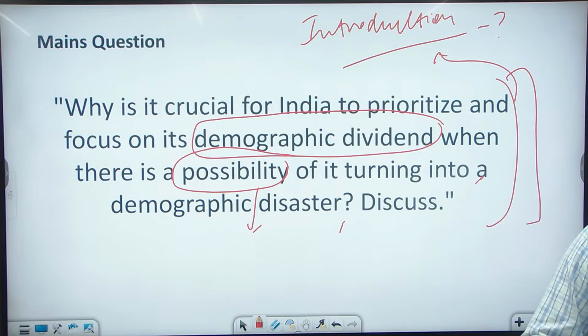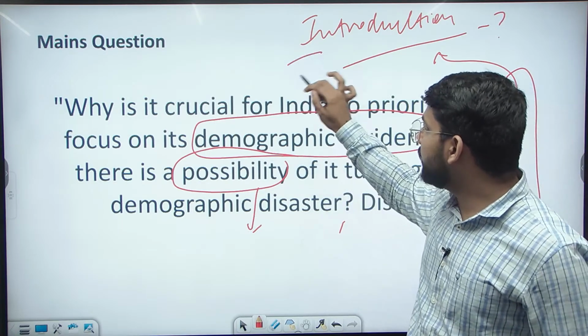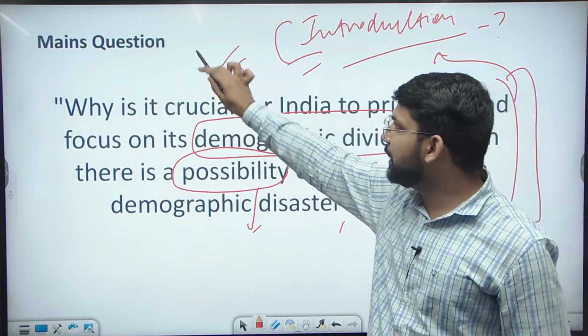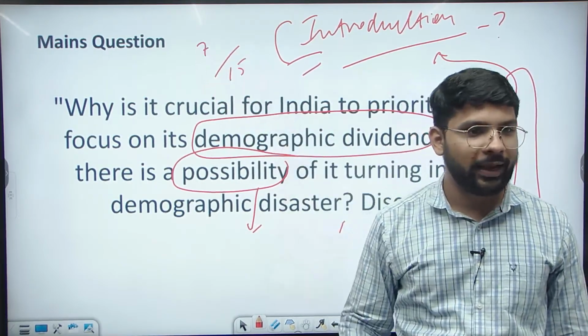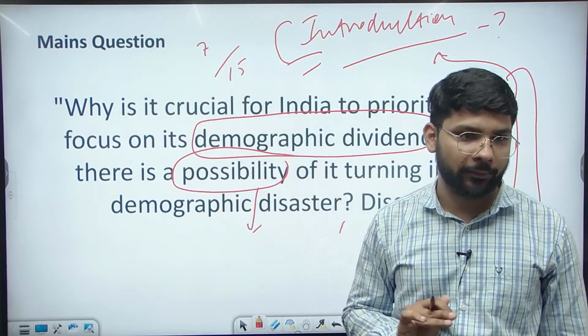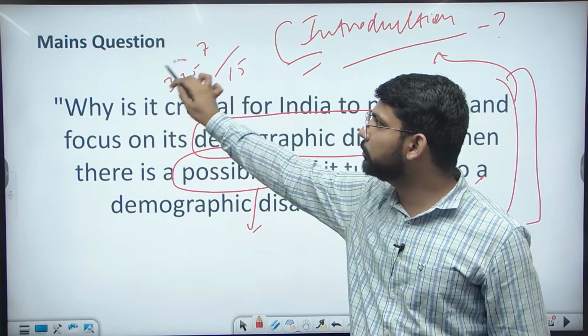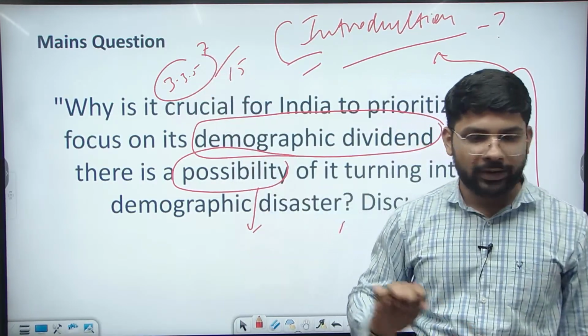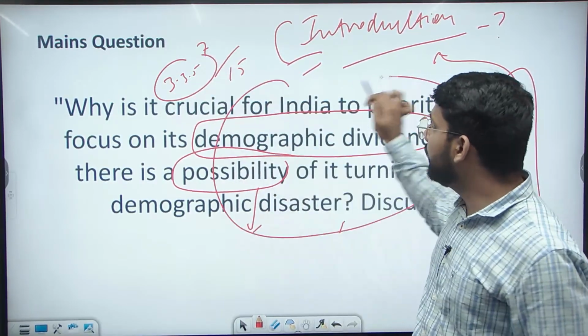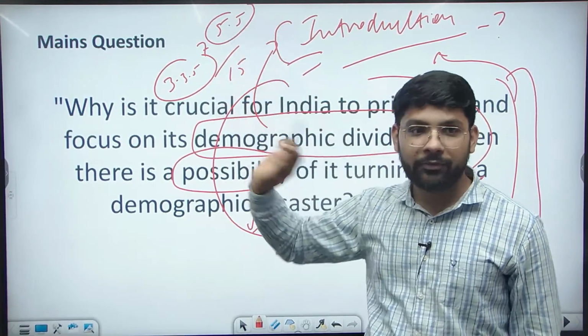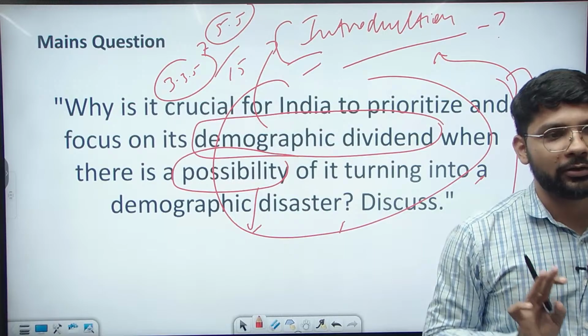If you are not writing this kind of introduction, the examiner will give general marks. If you are writing with data supporting your argument, you will get marks out of 15. The maximum marks UPSC is giving is 7, however well you write. If you write an average introduction, you will get 3 or 3.5, not more than that. If you write the essence of the question into the introduction, you will get 5.5, but what you write in the body part will also matter.